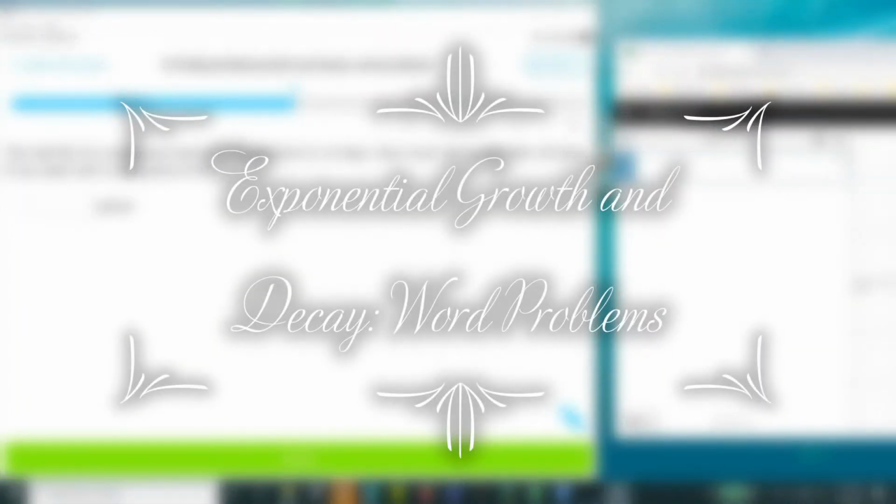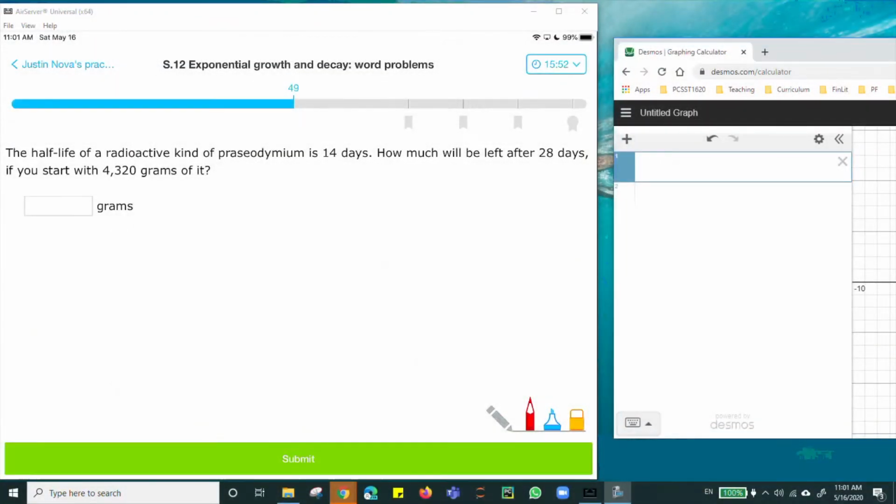So I'm going to do questions in the Excel. The first one is: the half-life of a radioactive element is 14 days. This is important, half-life, and that's 14 days. And how much will be left after 28 days if they start with 4,320 grams?